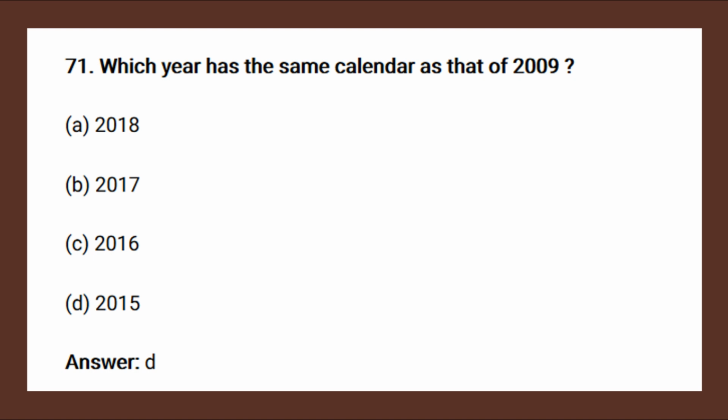Next question 71. Which year has the same calendar as that of 2009? Option A 2018, B 2017, C 2016, D 2015. And the answer is option D, 2015.